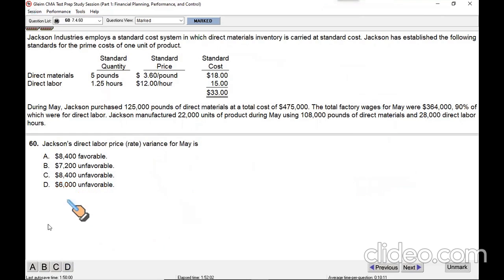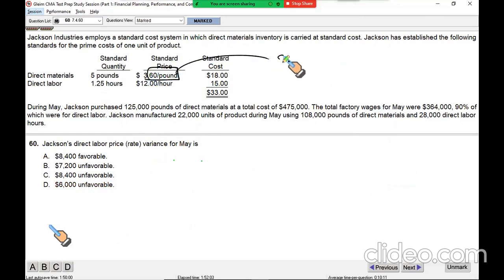Same question, but this time you need the price variance. I should not have erased everything. This is your standard price as per the question. This is your actual price we calculated in the previous question. 475 upon 125, it was, I believe, 3.8. Let me recheck that. 475 upon 125. Yes, 3.8. This is the actual price, AP.